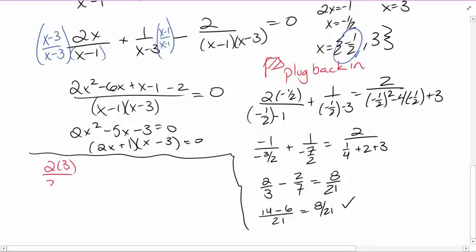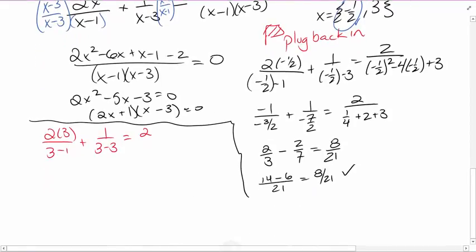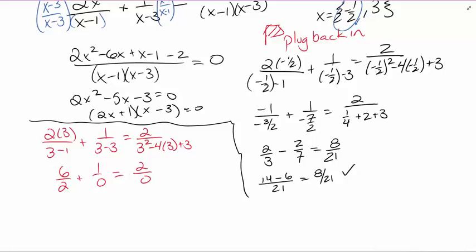2 times 3, 3 minus 1, 1 over 3 minus 3 equals 2 over 3 squared minus 4 times 3 plus 3. I get 6 over 2 plus 1 over 0 equals 2 over 9 minus 12 plus 3, which is 2 over 0. This should be a huge, big red flag.